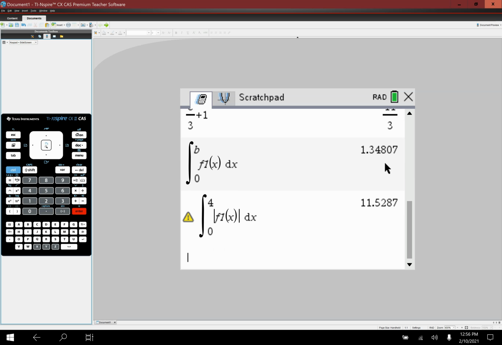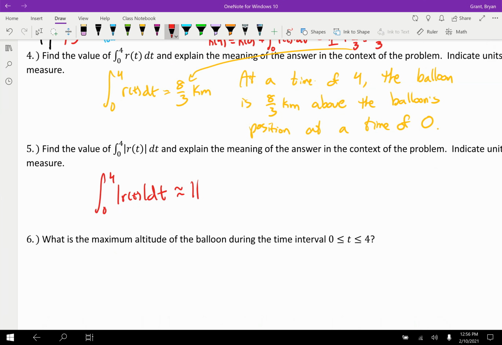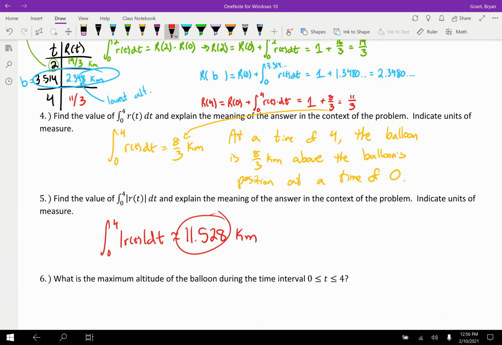Now the calculator almost always gives you an error on this because it has trouble applying absolute value. You can just ignore that, and we can maybe do a separate video of why the error comes up, but I got 11.528 units, kilometers. Well, this value is really different than this one, right? 8/3, in case you're curious, is 2.666 repeating versus that one. Well, that's because we didn't cancel out that middle negative area.